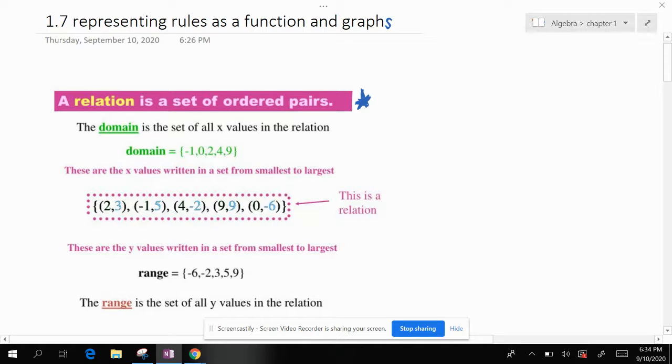The domain of an ordered pair is all the x values. So remember, a point is x comma y. That is a point. X comma y. So the domain is the x value. So right here is the domain.